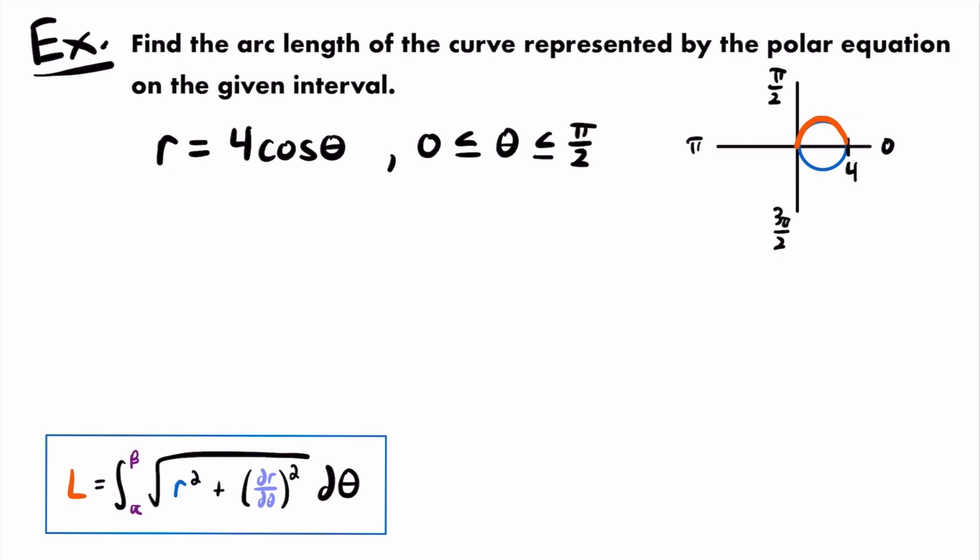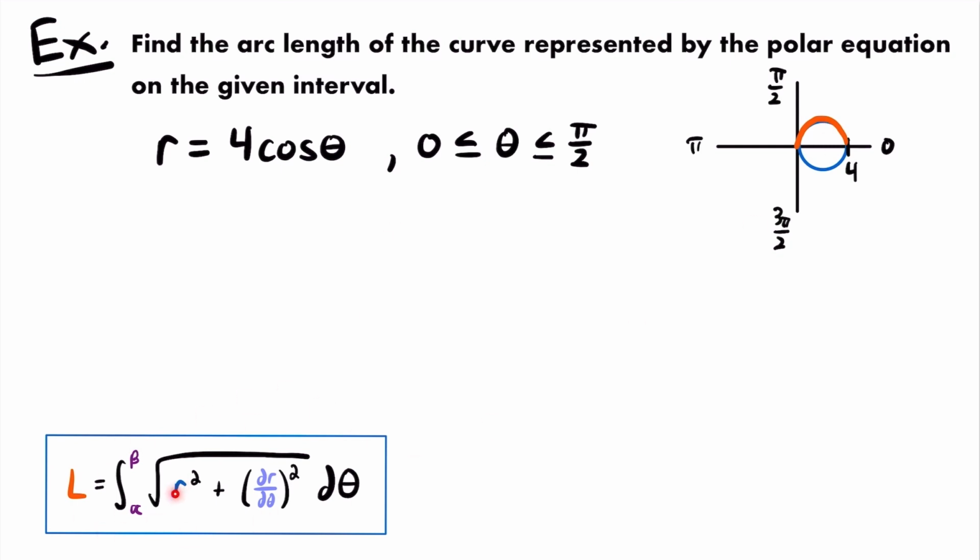So once again, just like with our previous example, the arc length that we're calculating here is essentially half of the circumference of the circle that is represented by our polar equation. Okay, but now that we know what the arc length is that we want to calculate, let's actually find it by using our formula for arc length of a polar curve.